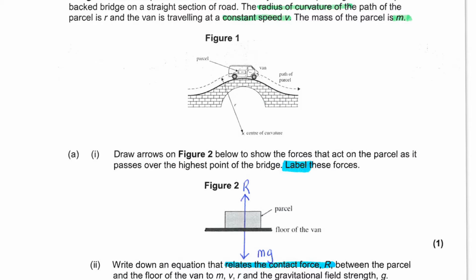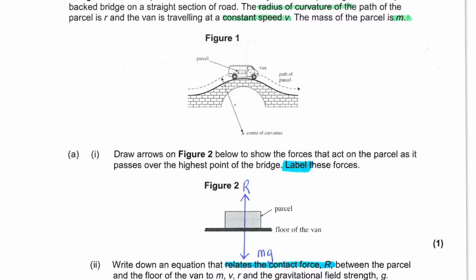The phrase, the radius of curvature, is a clue for you that you can consider this section of the journey of the van to be circular motion. First of all, draw arrows on the diagram to show the forces acting on the parcel as it passes over the highest point of the bridge. Make sure you label them.